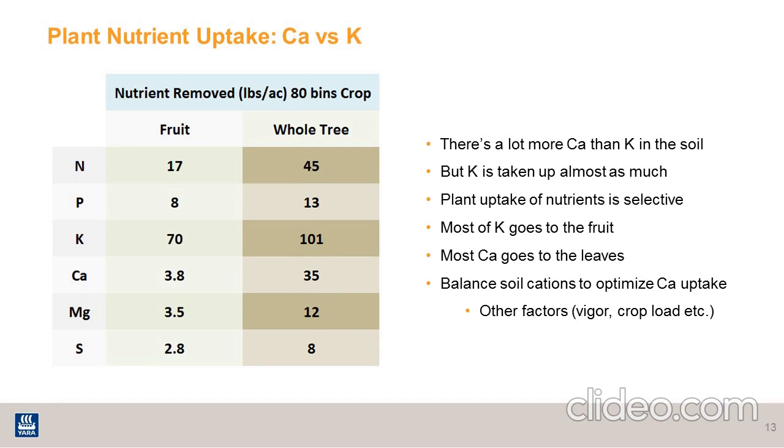Now, if you remember the previous slide, there's a lot more calcium in the soil. However, plant uptake of nutrients is selective. As you can see here, the plant is taking up more potassium than it does calcium. That is why it's important to balance the soil cations in order to optimize calcium uptake. You want to make sure that the crop is not taking up more potassium than it needs, and that it is taking up as much calcium into the crop as possible.